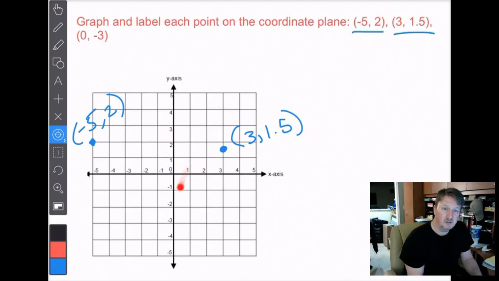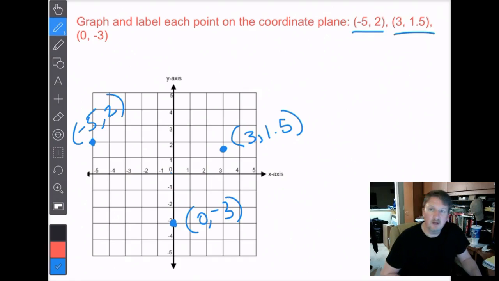-3 tells me I'm going to go down. So I'm going to go down 1, 2, 3, and that's where my point goes. Okay, that's where my point goes, and I just label it 0, -3. Okay, that's all there is to it.